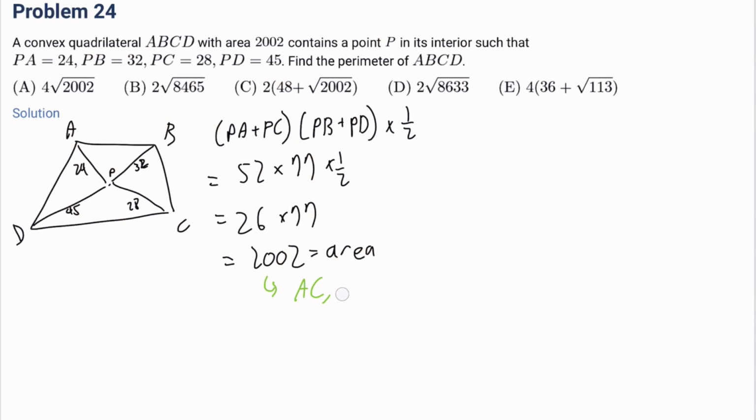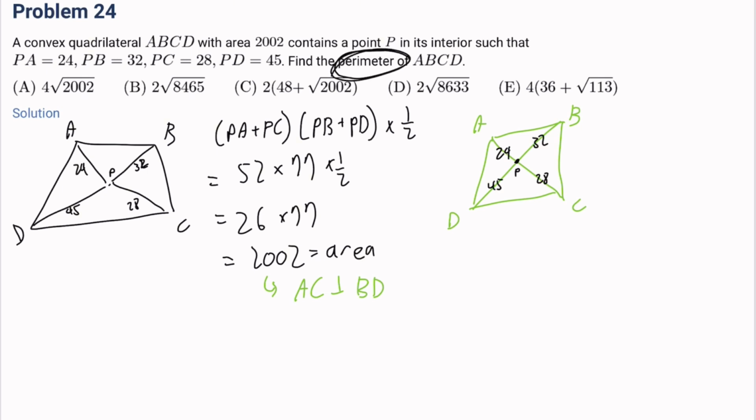Let's just write that in. AC is perpendicular to BD. And so our quadrilateral would be something like this. It would go like this, and that would be our four sides. It would be A, B, C, D, and this would be P, and the lengths would be 24, 32, 28, and 45. We want the perimeter of ABCD, and since this is a right angle, we can just use the Pythagorean theorem on all of these right triangles.